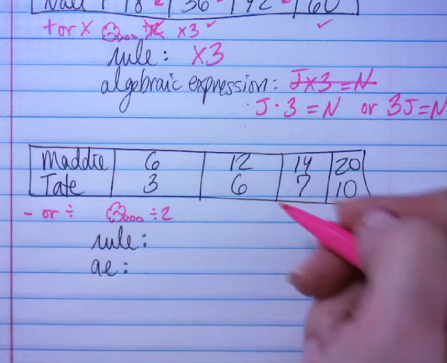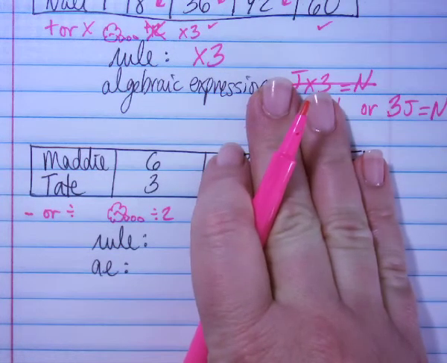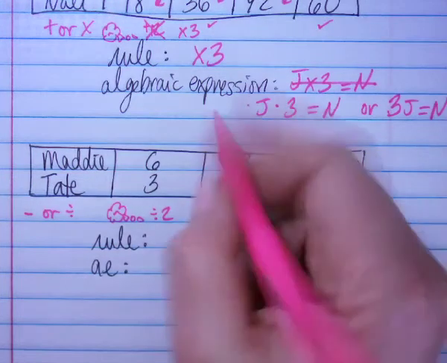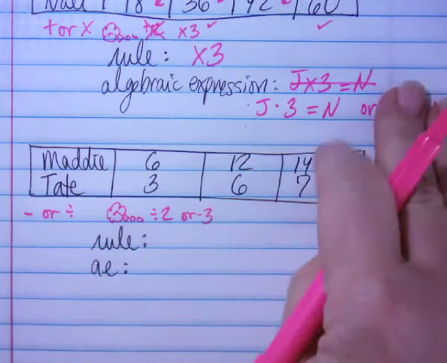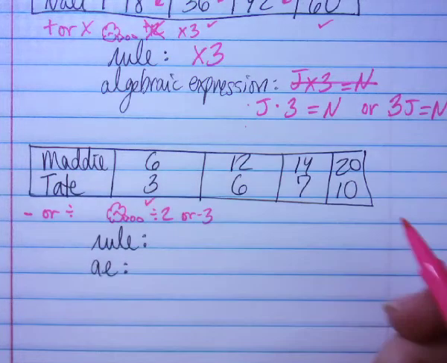What else could it be? Just looking at this first column. What else could it be, Lynn? Minus 3. Yeah, it could be minus 3. So let's test them. All right, minus 3 and divided by 2 both work there.